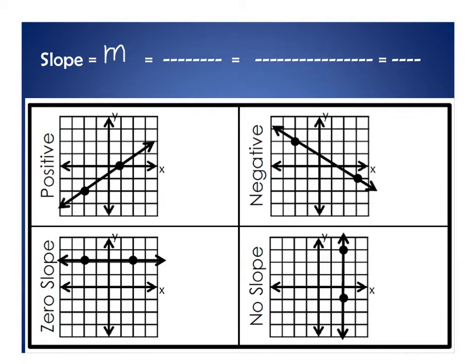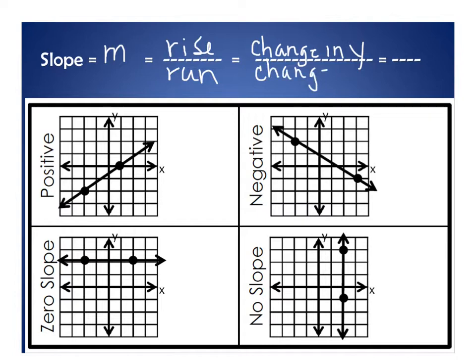Okay, slope is also rise over run. Again, slope is also the change in y over the change in x. And so therefore we always write our slope as the change in y over the change in x.